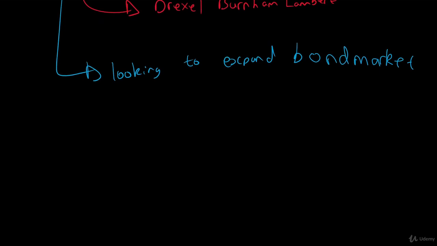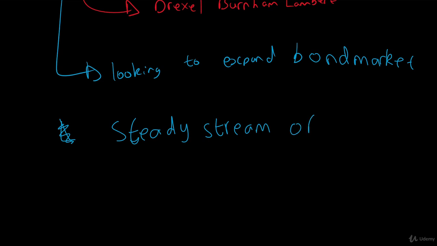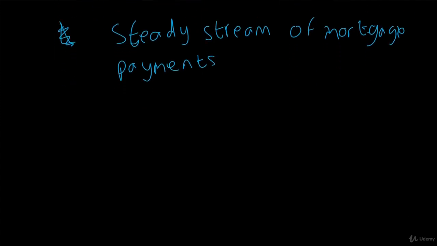So what happened was they noticed a steady stream of mortgage payments were coming in, obviously by people. Because people want to live in their houses, they are paying money every single month to be able to live in those houses because they have mortgages.